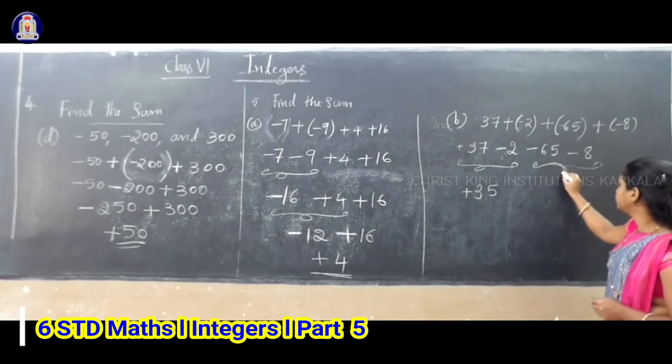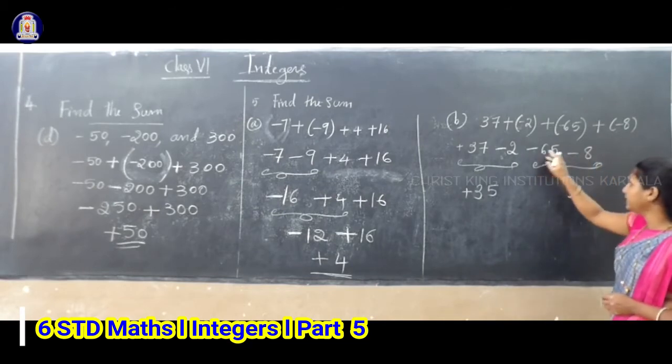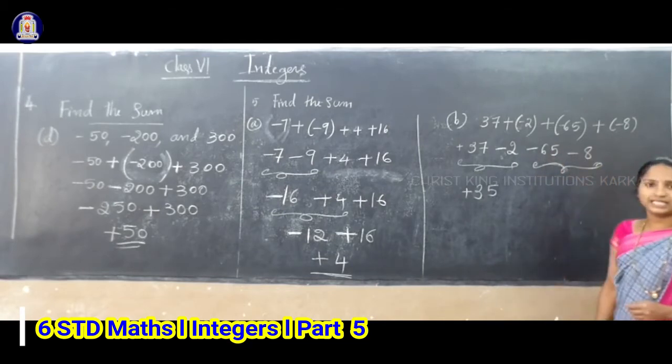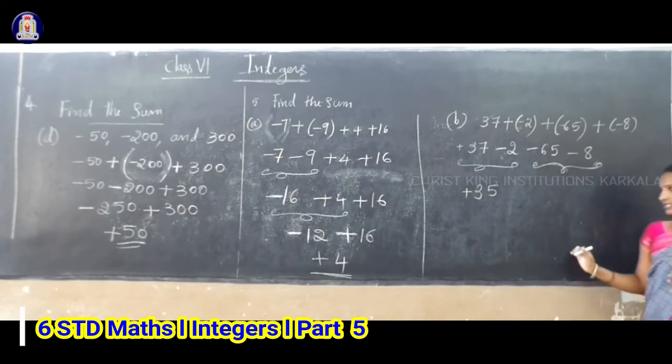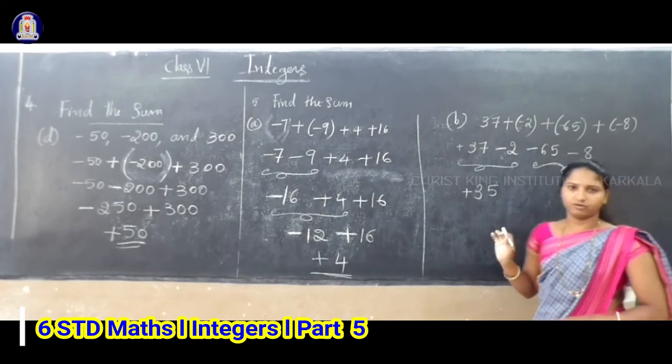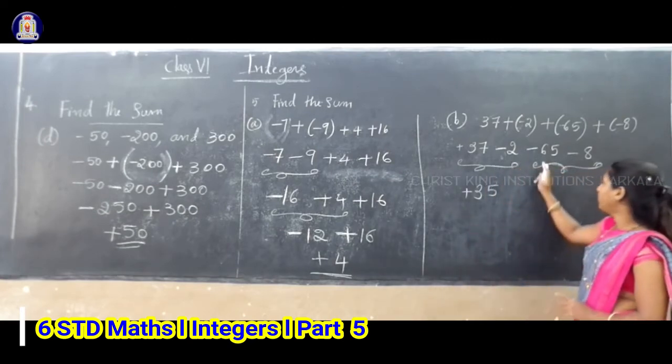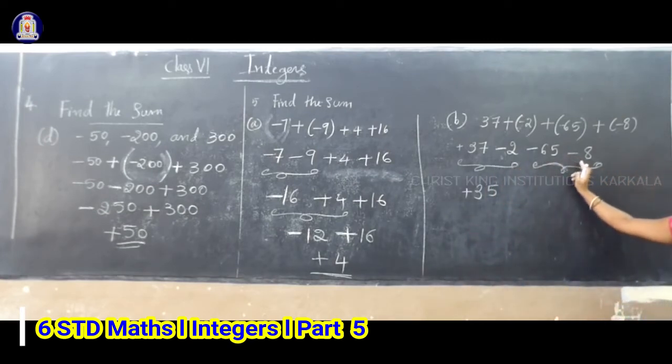If I consider the next two integers, minus 65 minus 8. In the integer chapter, sign is very important. So if you don't write the sign, you get zero marks. Sign is very important. See? Understood? So minus 65 minus 8. So what is the answer? You can solve these two.